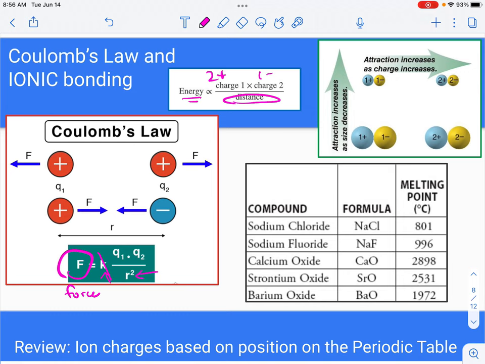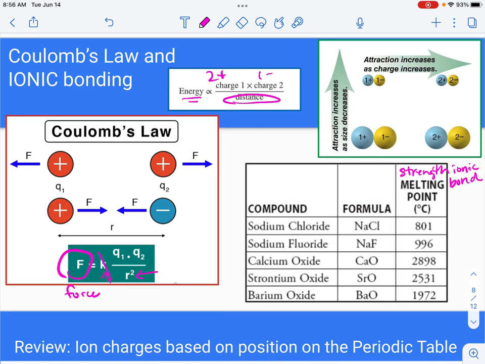As we look at Coulomb's law, you should understand that the greater the charges, the stronger the attraction. If the two charges are alike, like plus and plus, then the greater the repulsion, and the greater the distance, the less the attraction or the repulsion. Okay, so I've got some visuals on here for you, but I definitely want you to see that we can see melting point as a measure of the strength of the ionic bond, the strength of the attraction.